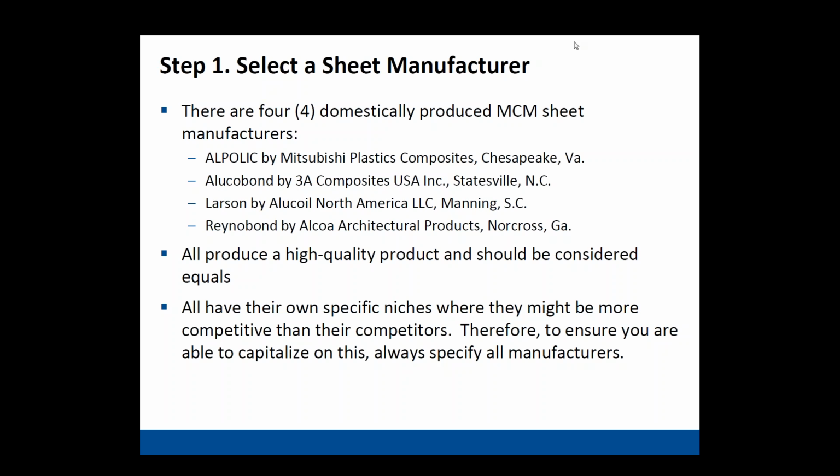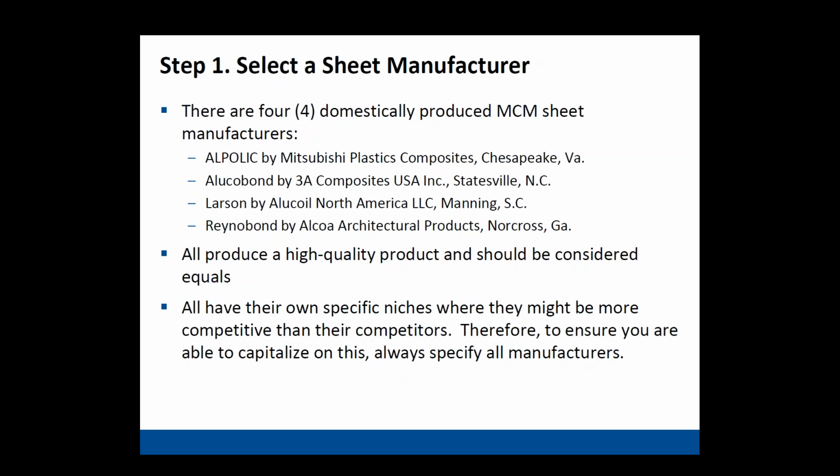And there are 4 domestically produced MCM sheet manufacturers that are produced in a continuous process, meaning they're not batch produced, much like you would build a sandwich where you put a skin, an adhesive, a core, an adhesive, and a skin on it. So all of the 4 manufacturers that you see listed on the screen are domestically produced in a continuous process, and the product names are Alpolic, manufactured by Mitsubishi Plastics, Lucabond by 3A Composites, Larson by Alucoil North America, and Renabond by Alcoa Architectural Products.